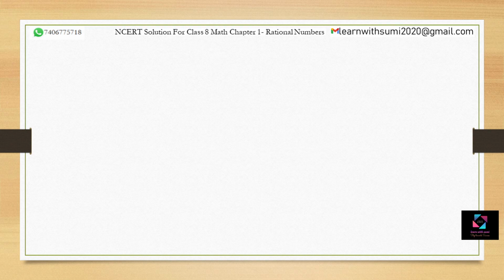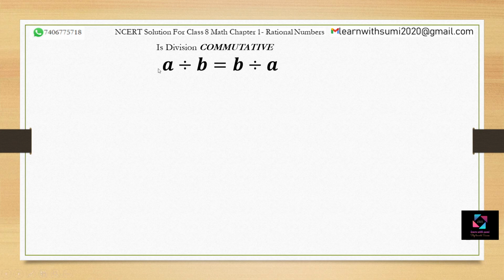Now we will go for division. Is division commutative? Let's check. It should satisfy the following condition, that is a divided by b equals b divided by a. For division to be commutative, it should satisfy this condition. If it satisfies the condition, then it is commutative. If it doesn't satisfy this condition, it is not commutative. So let's get started with a simple example of a is equal to 3 by 4 and b is equal to 5 by 6.